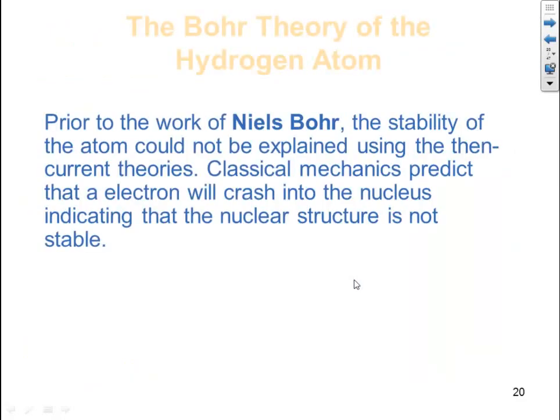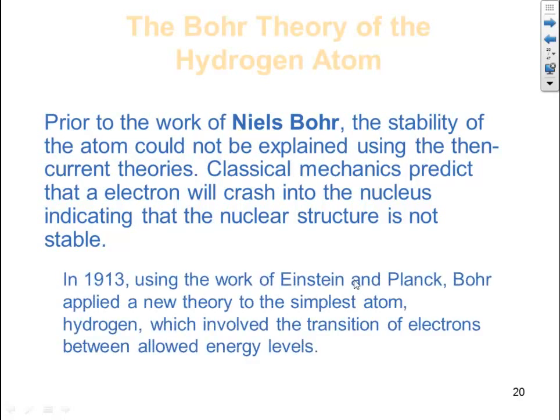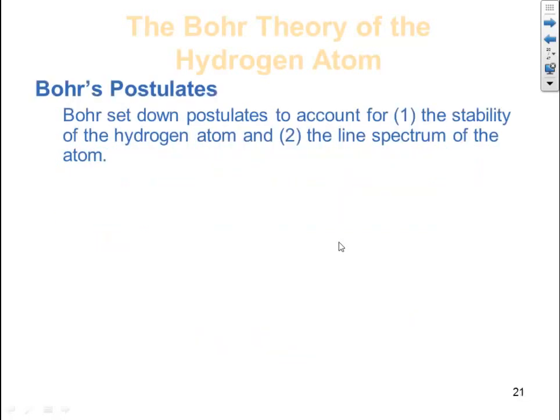Prior to the work of Niels Bohr, the stability of the atom could not be explained using the then current theories. Classical mechanics predicts that the electron would crash into the nucleus, indicating that the nuclear structure is not stable. In 1913, using the work of Einstein and Planck, Bohr applied a new theory to the simplest atom, hydrogen, which involved the transition of electrons between allowed energy levels.